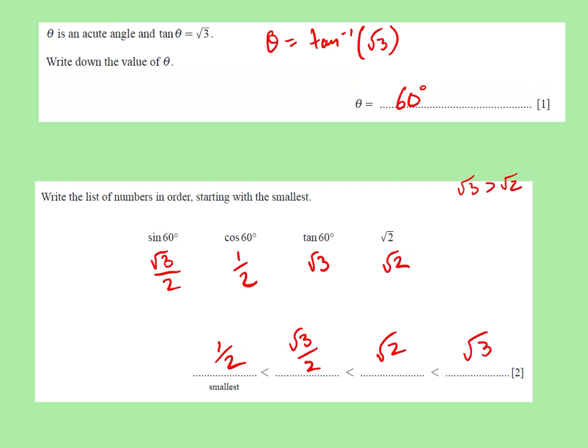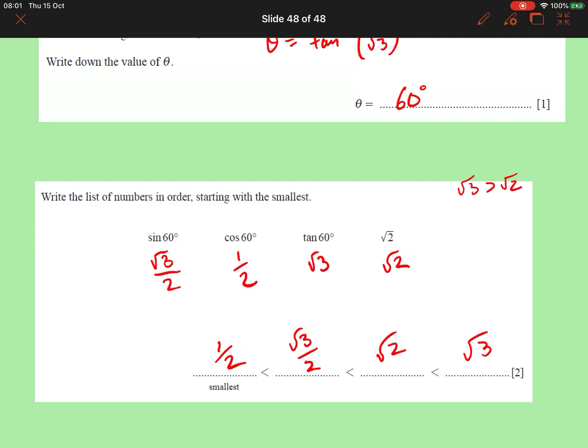So I hope all that makes sense. You need to be able to do basic angle trigonometry without a calculator. You need to recognise the ratios of sine, cos and tan of 30, 45 and 60. Let me know if you've got any problems.